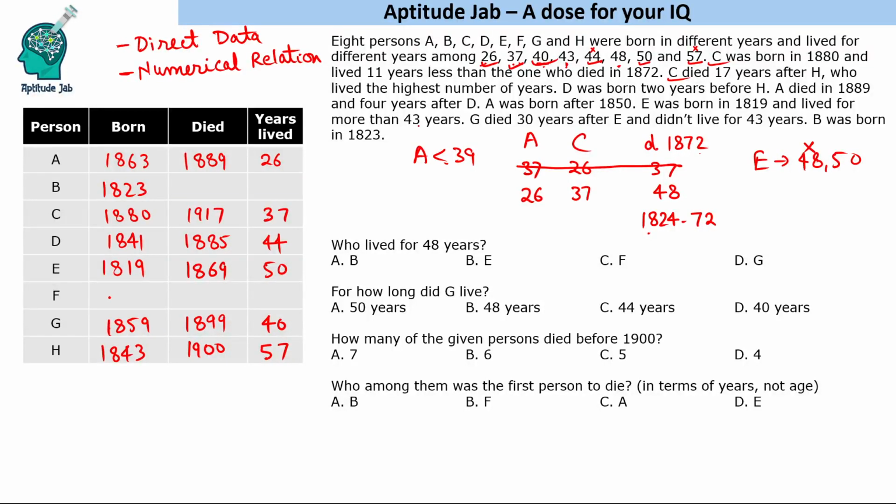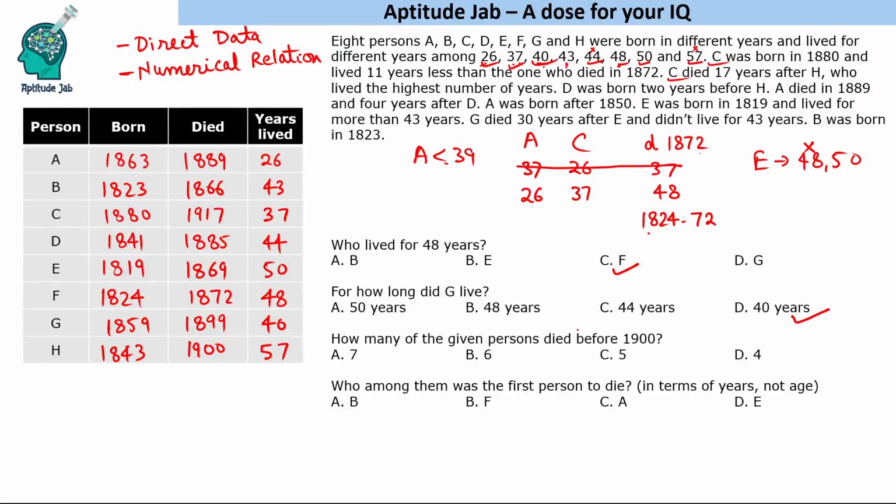B was born in 1823. The only person that remains with 48 years, 1824 to 72, is F. So 48 years. Now the age left is 43. So B lived for 43 years and died in 1866. The first question: who lived for 48 years? F. How long did G live? G lived for 40 years.